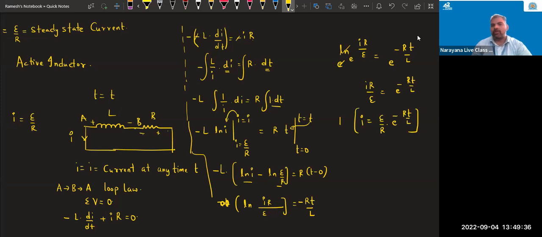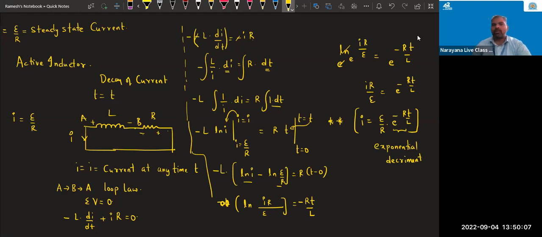This is a very, very important equation. This is when current is decaying. What is this current called? Decay of current. Why will current decay? There is no source, no battery, so the current naturally decays. This E power minus RT by L represents exponential decrement.